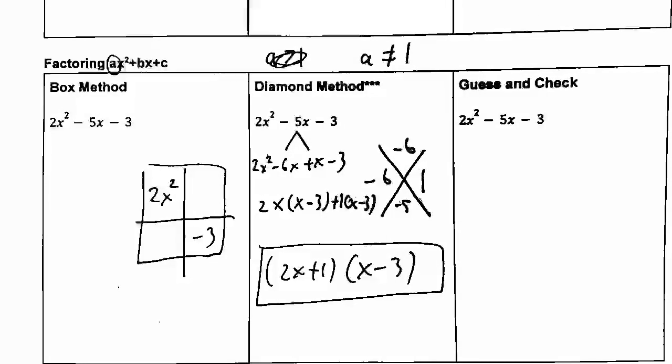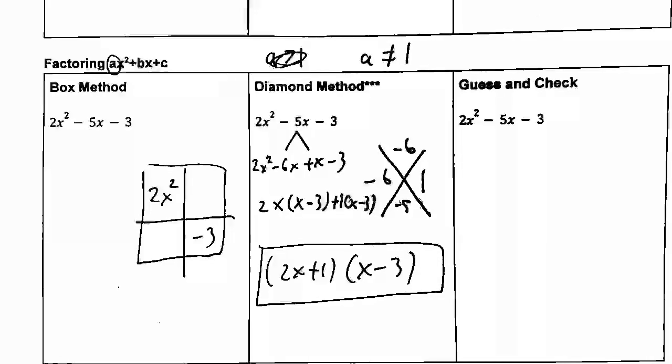Yes. For the diamond method, when A is not 1. Why is it minus 6 as well? So the minus 6 comes from AC. 2 times negative 3 is negative 6. Why would it not be minus 3? Because the A is not 1. That's why. If the A was 1, that would be the case.